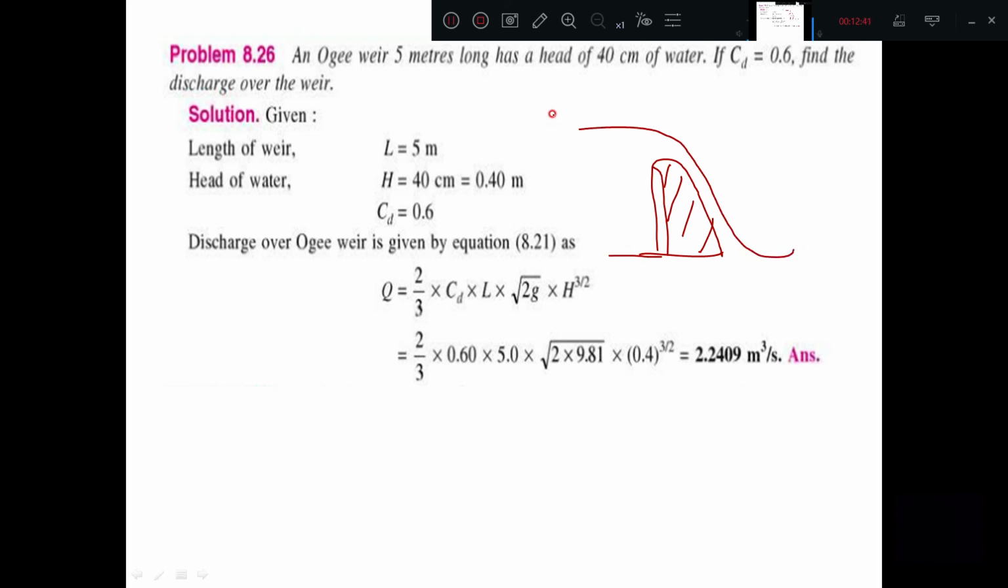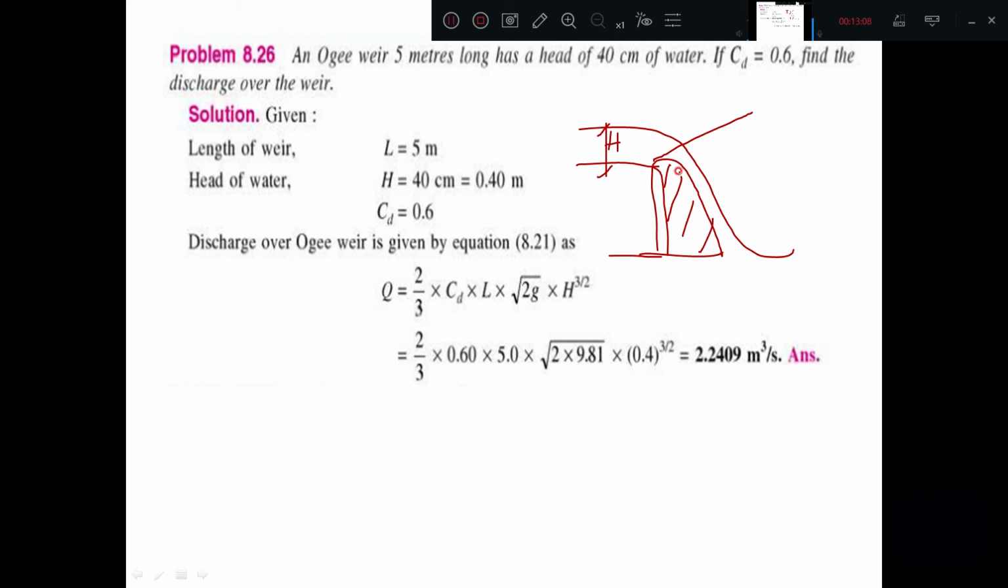5 meter long means the width of the Ogee weir. It's 5 meter long, has a head of 40 centimeter. This is a 40 centimeter head. The CD value is given, the length of the weir is given as 5 meter. Head of water is 40 centimeter, 0.4, and CD is 0.6.